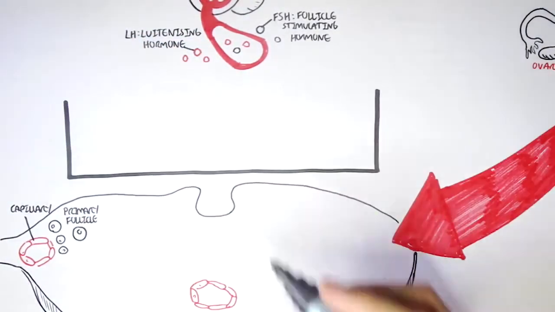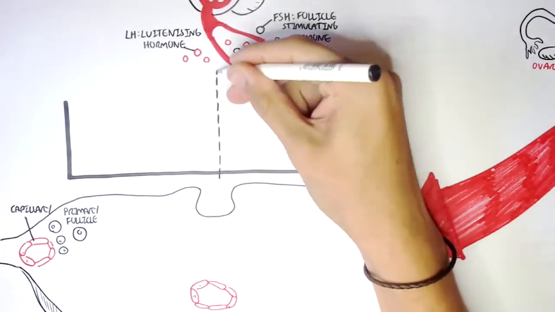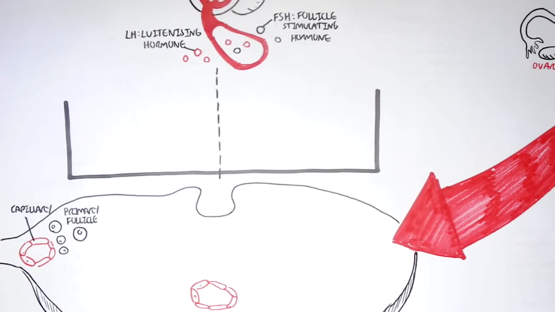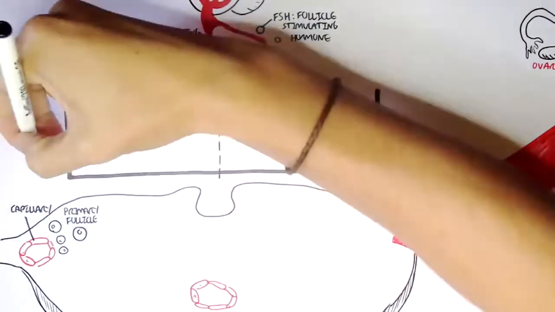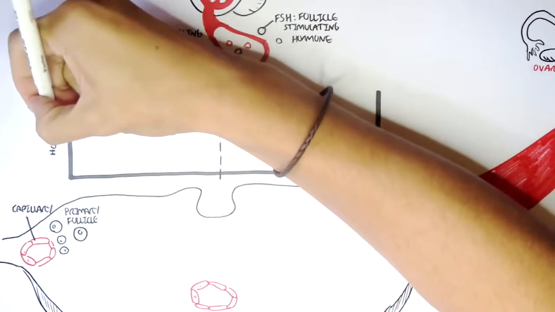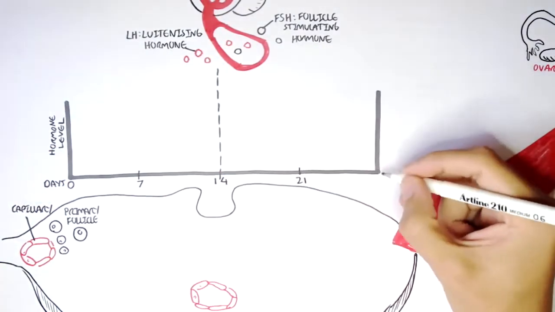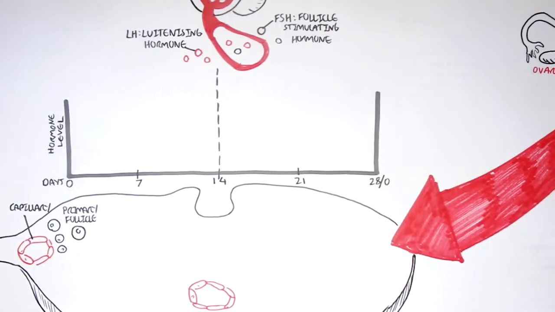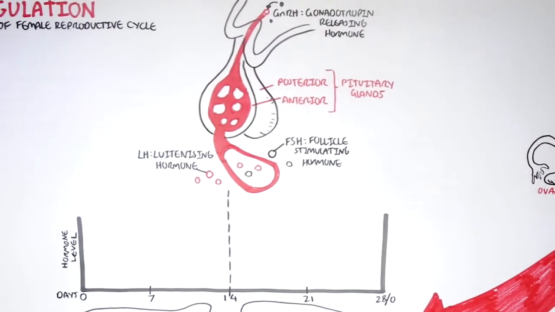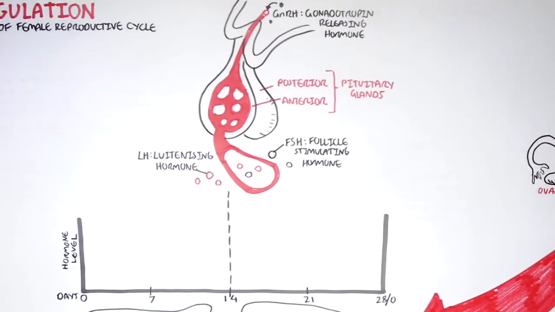Before we continue on, let's look at the changes of the hormone concentrations that come from the brain by looking at a graph. So here we have a y-axis which shows the concentration of the hormones in the blood. And on the x-axis is the duration of the female menstrual cycle, which normally goes for about 28 days. The dotted line in the middle is 14 days, which is halfway.